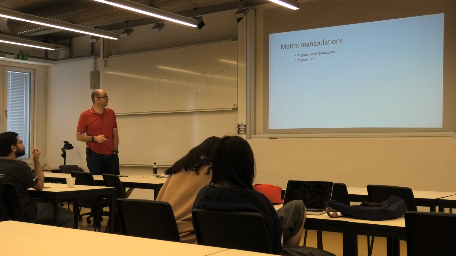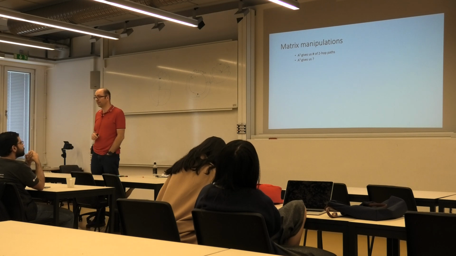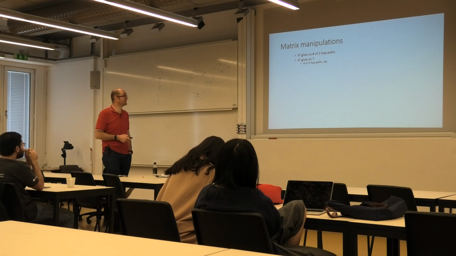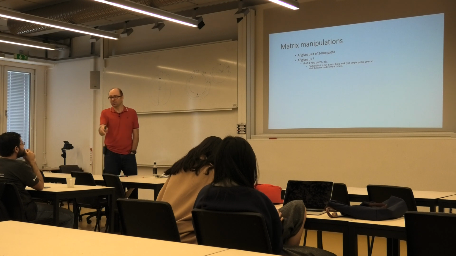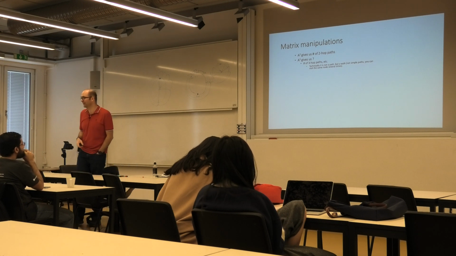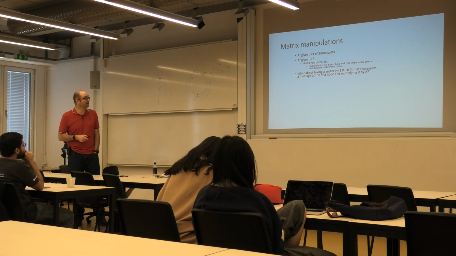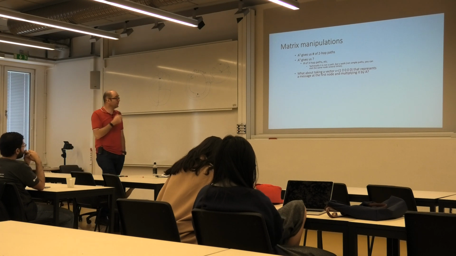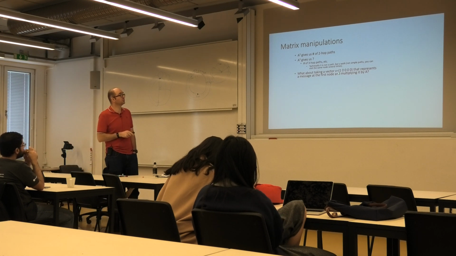So what would A cube give us? 3-hop paths. Okay, so that's easy. And technically it's maybe not a path but a walk, but you get the idea. So now, if we take a vector, like we said before, that represents a message, say it's at the first node, and we multiply it by A, what happens then?